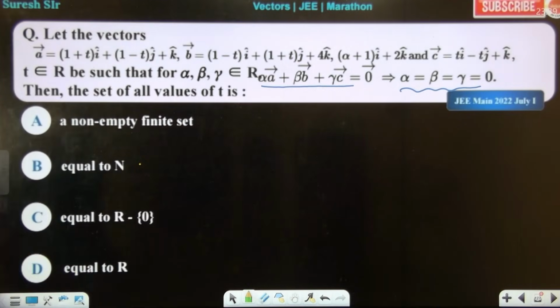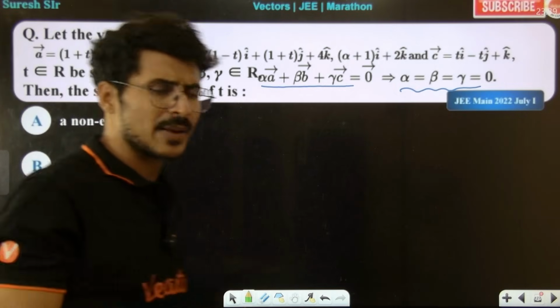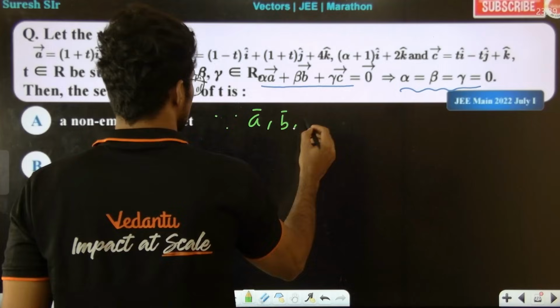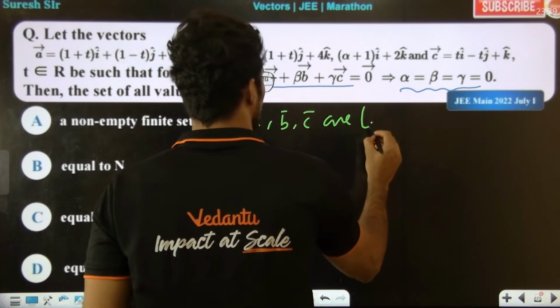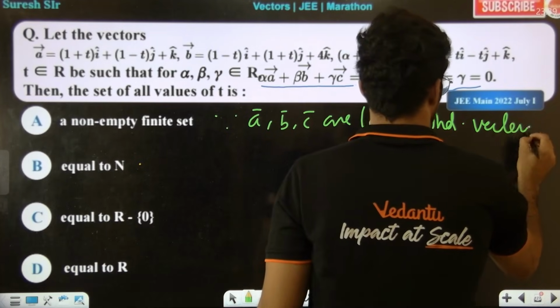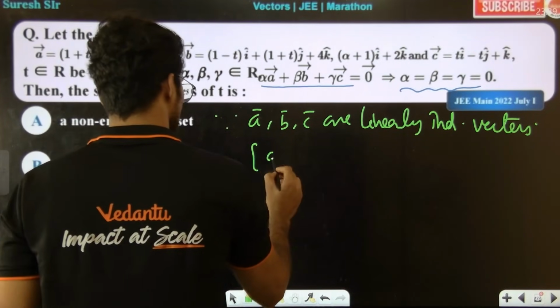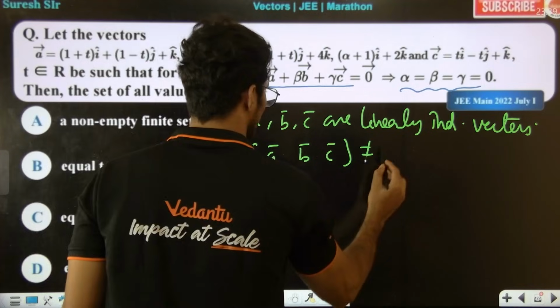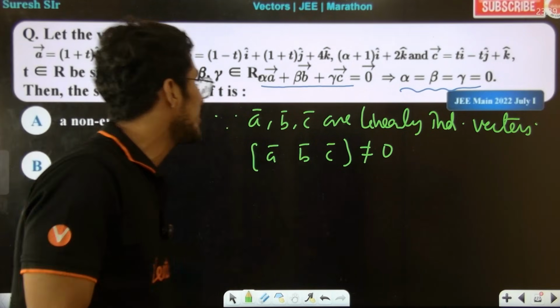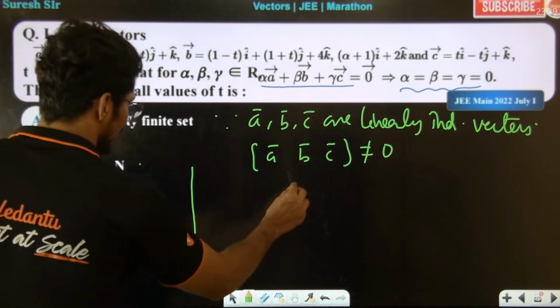Sir, since they are linearly independent vectors, can I do something? See, then the scalar triple product will not be equal to 0. Since A, B, C are linearly independent vectors, box A, B, C should not be equal to 0. Cool? Yes or no, people, tell me? So the scalar triple product will not be equal to 0, which means box A, B, C will not be equal to 0. That's it.